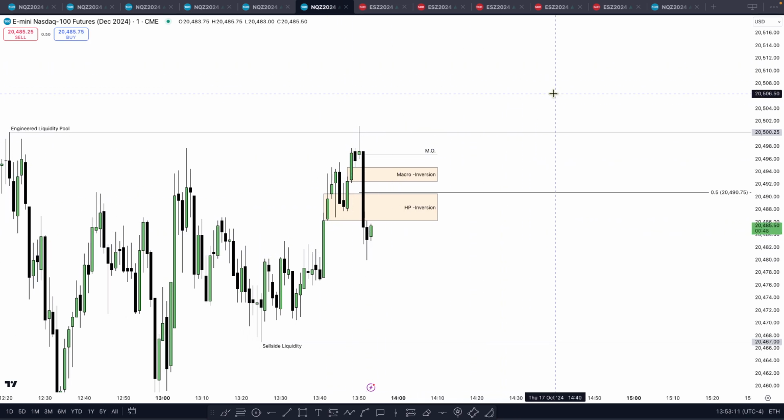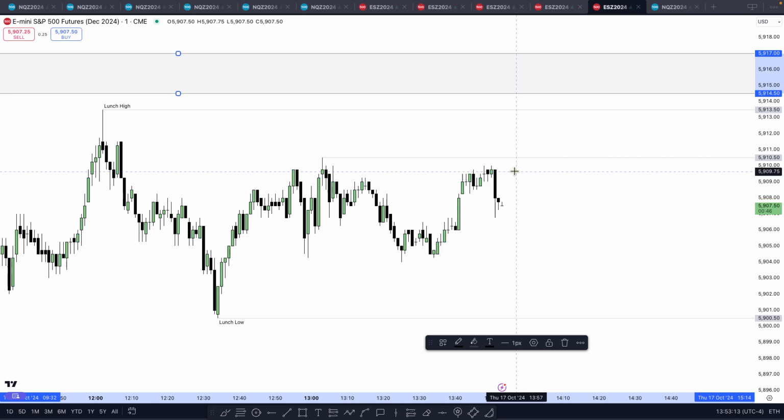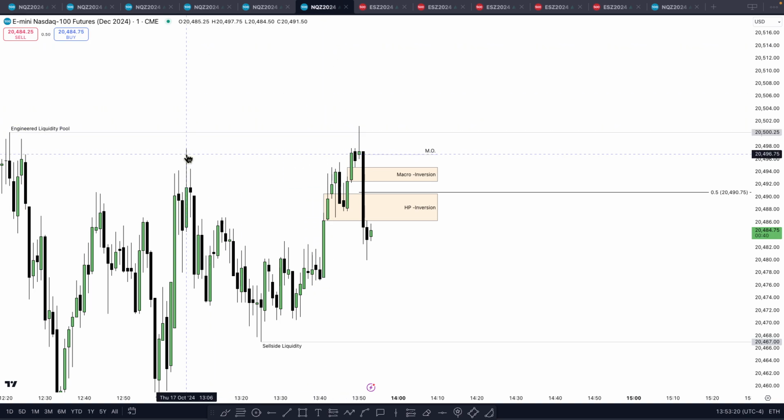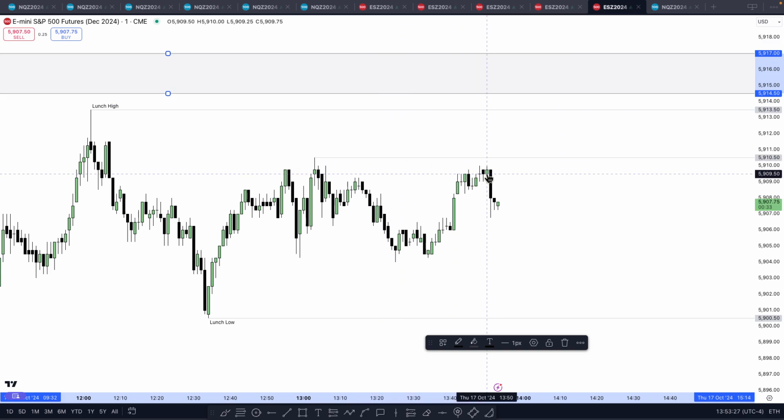Real quick, we're going to go back to NASDAQ, but let's just take a look at ES. So this is 1:03 p.m., right around here. So ES failing to make that higher high.